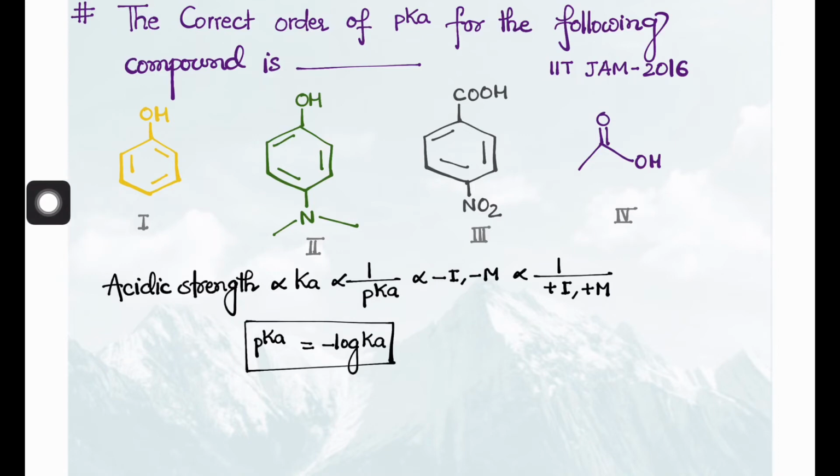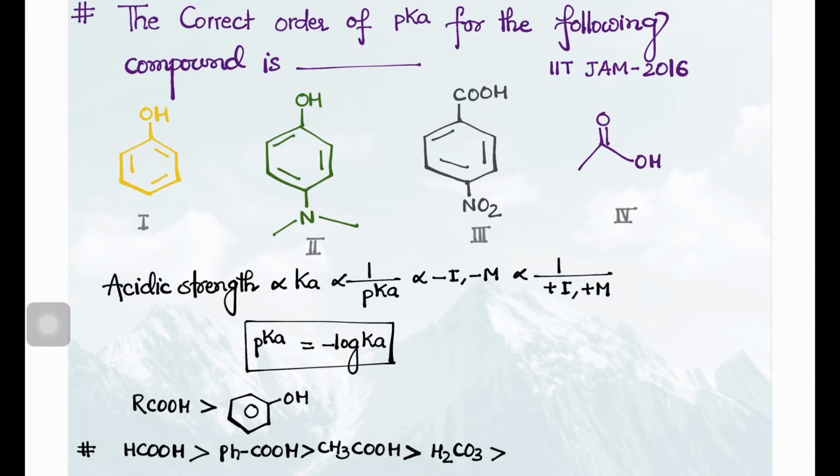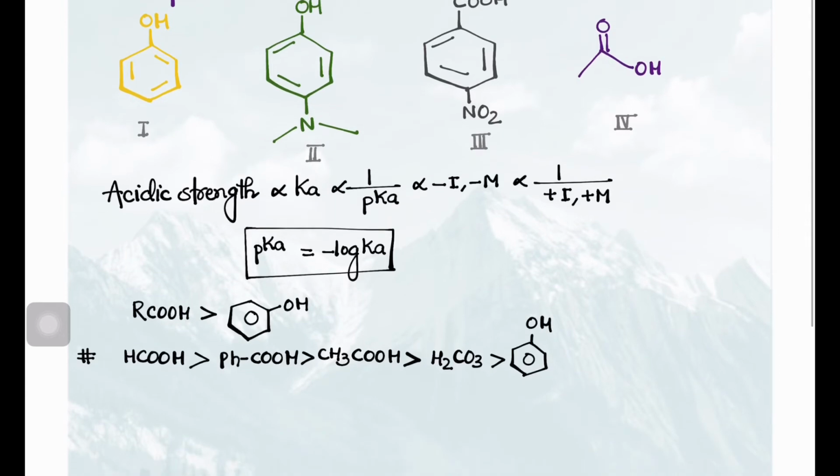So generally we know that carboxylic acid is more acidic than phenol. If I ask you the relative acidic strength, you must remember this order: maximum is formic acid, followed by benzoic acid, then acetic acid, then carbonic acid, then phenol. This is the relative acidic strength order.